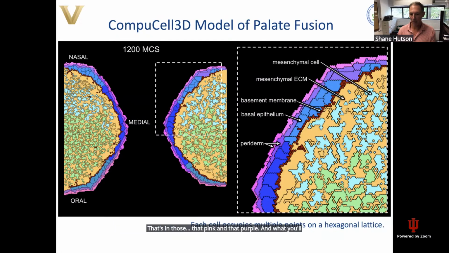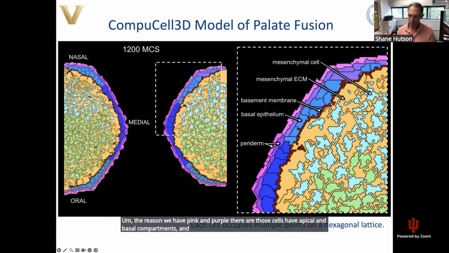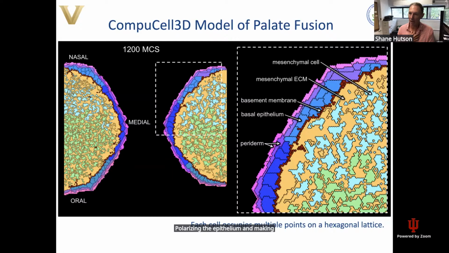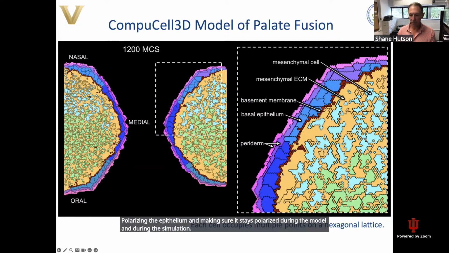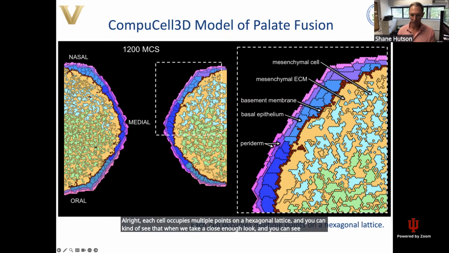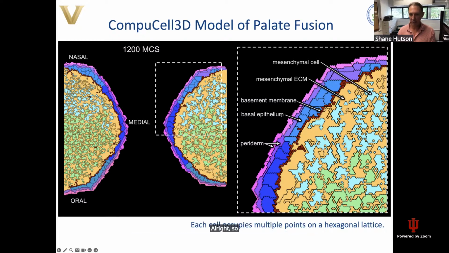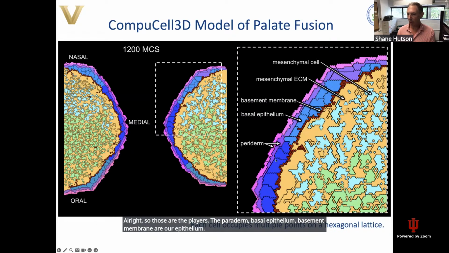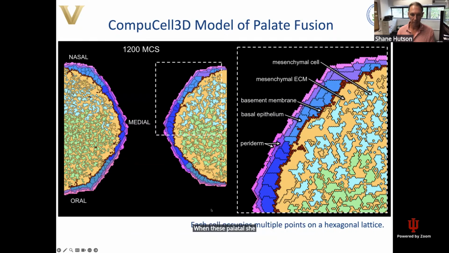And what you'll notice is that periderm in particular, the reason we have pink and purple there is that those cells have apical and basal compartments, and that'll be important for polarizing the epithelium and making sure it stays polarized during the model and during the simulation. Right, and as you've been learning from all this stuff on CompuCell3D, each cell occupies multiple points on a hexagonal lattice, and you can kind of see that when we take a close enough look, and you can see the pixelation of the cells that are in there. All right, so those are the players. The periderm, basal epithelium, basement membrane are our epithelium, and that's what's going to have to go away and get out of the way for the mesenchymes to fuse when these palatal shelves meet one another.